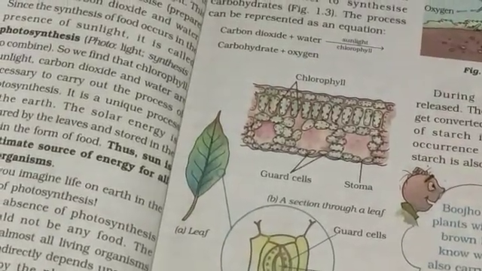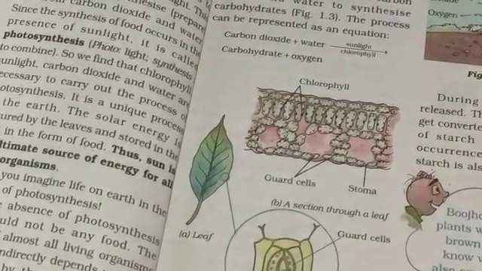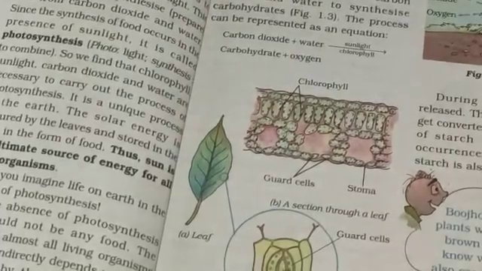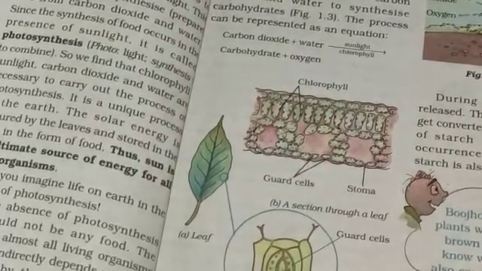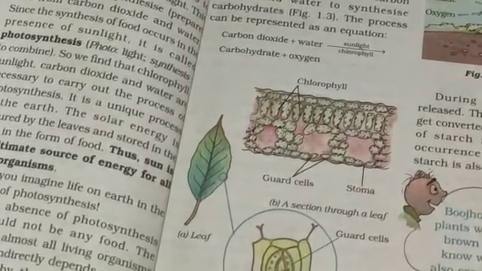Similarly, you can see the diagram of the leaf. In the leaf, you can see chlorophyll present in the mesophyll cells or palisade cells, and there are guard cells present on the epidermis.